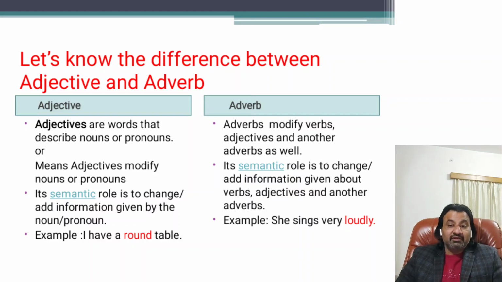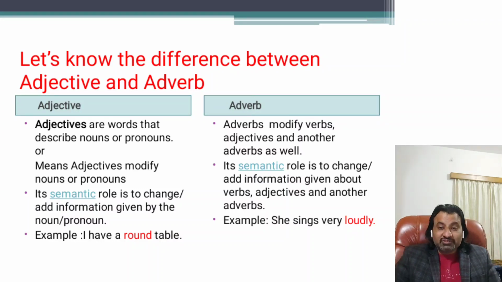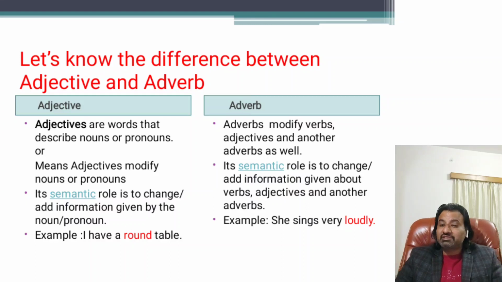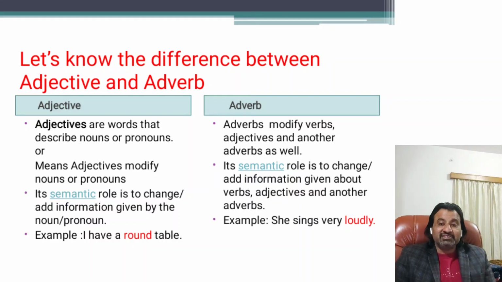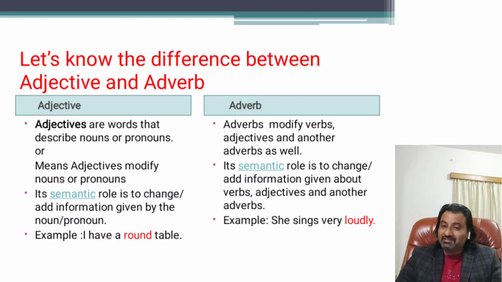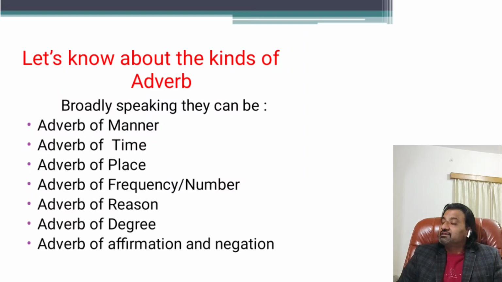She sings very loudly. The words very and loudly are going to change the meaning of sings. So it gives us additional knowledge of how she sings. So this is the semantic use of an adverb.